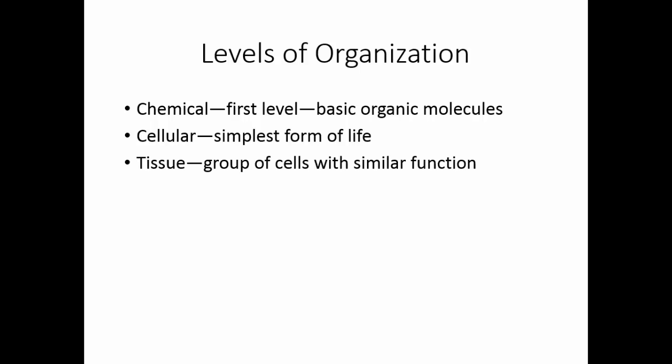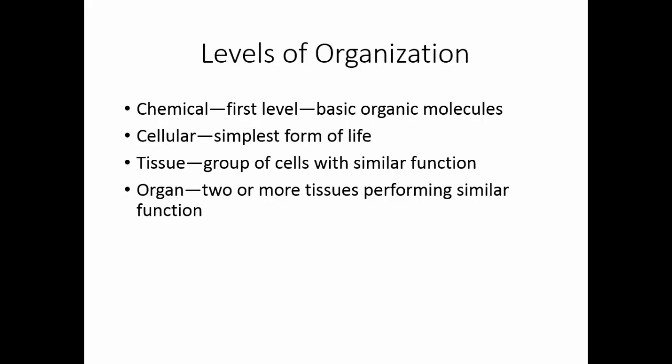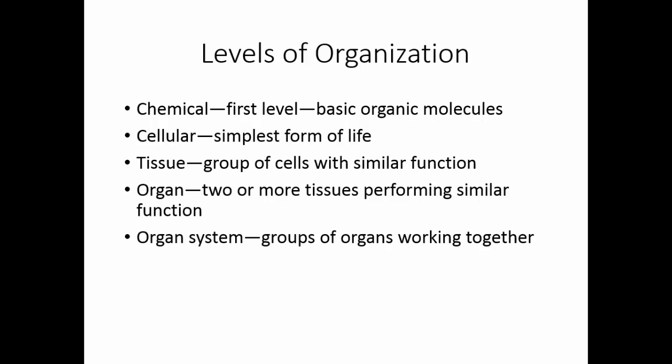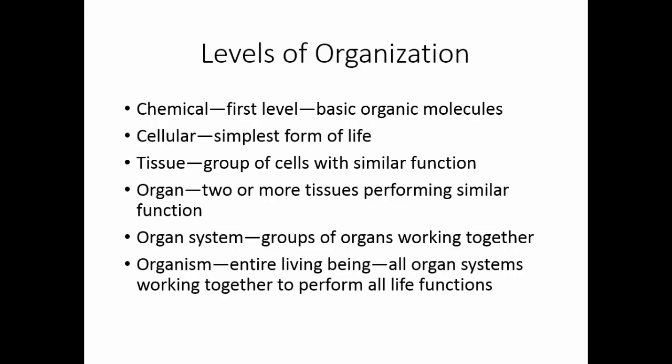As cells organize themselves into groups that have similar functions, we have a tissue. When two or more tissues work together to perform a similar function, we have an organ. And when several organs work together, we have an organ system. The entire organism is the whole living being. This is all of the organ systems working together to perform all of the life functions.